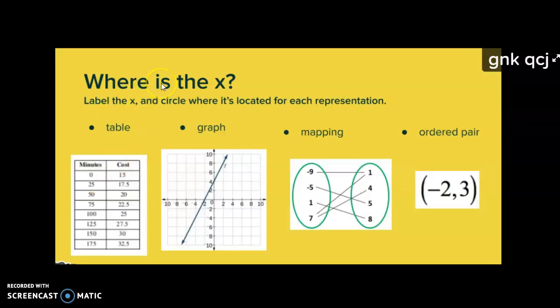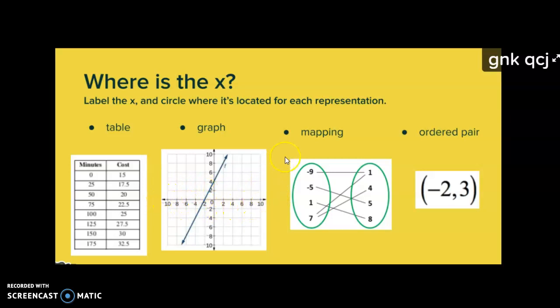Okay, so now on this slide, you are labeling where your x is. From a table, remember x is on the left-hand side. So go ahead and draw an x on the left-hand side. You could even circle those values. That is your x side. On a graph, label your x-axis. You can highlight that x-axis, and we're going to learn something called a vertical line test.